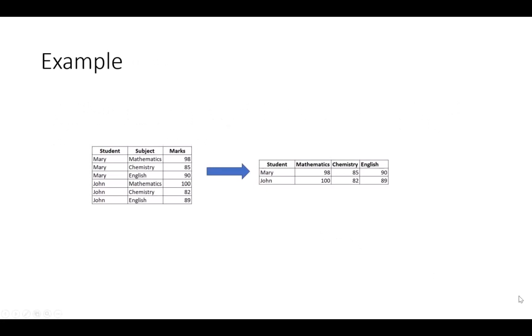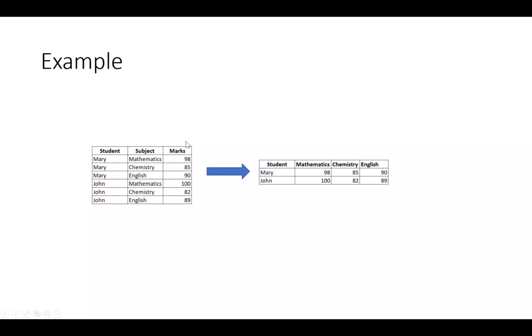So let's look at this example on the screen. Look at this table on the left-hand side, which has three columns: student, subject, and the marks they got in some quizzes, exams, or tests. I see two students, Mary and John. For Mary, I have three subjects: math, chemistry, and English, and how much she scored in each of her subjects. Same thing for John: math, chemistry, English, and his scores.